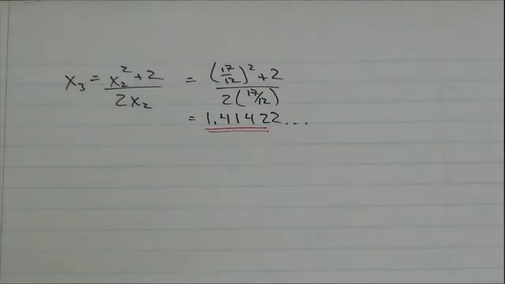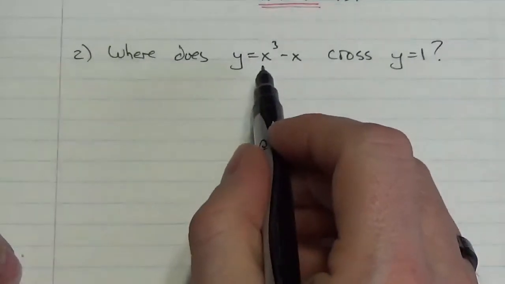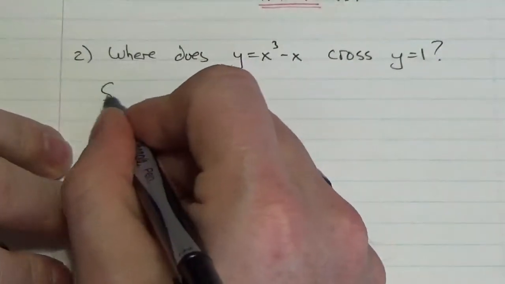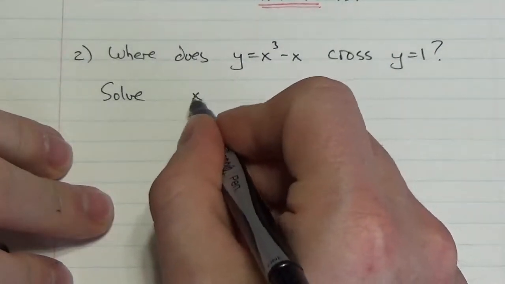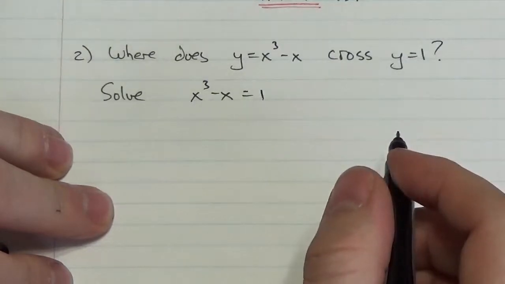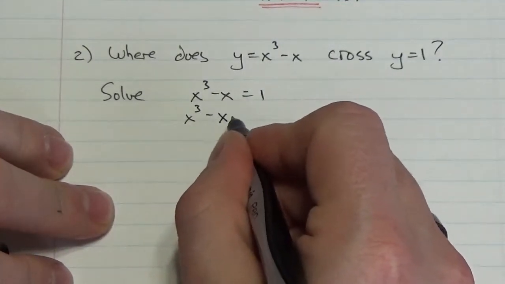Okay, let's take a look at another one. Okay, let's try another one here. So where does y equals x cubed minus x cross the line y equals 1? Now what I'm asking you to do here is essentially solve the equation x cubed minus x equals 1. I'll bring that over so I've got an expression here equal to 0.